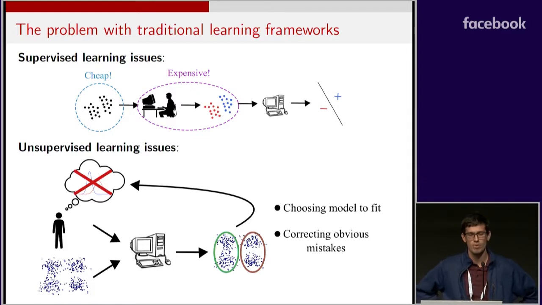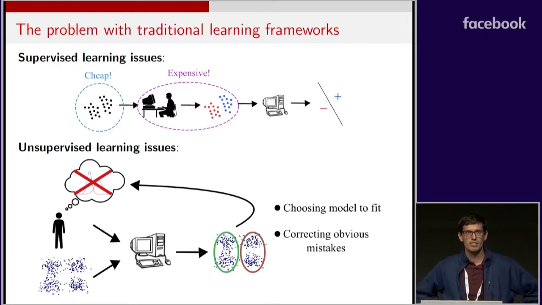For example, in supervised learning, it's often the case that collecting unlabeled data is very cheap, but collecting the labels associated with that data is orders of magnitude more expensive. So labeling an entire data set is prohibitively expensive in some domains.